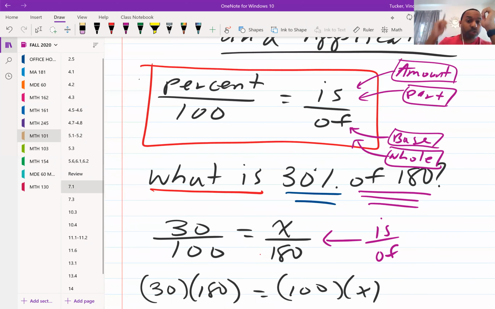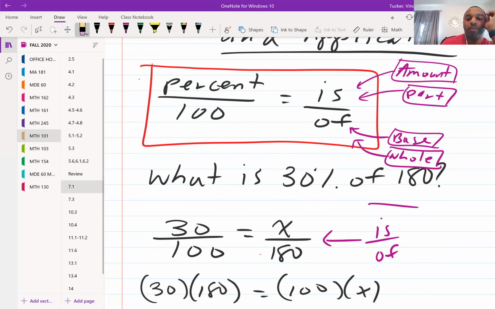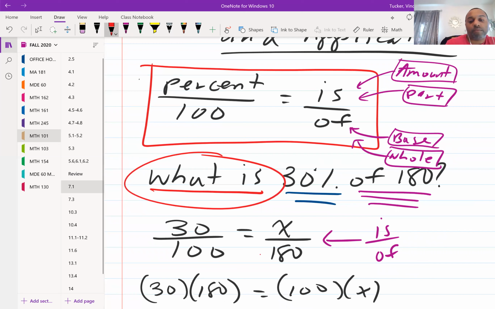All right. So if you had the question, what is 30% of 180? You have 3 parts here that you want to account for. You have your percentage, that 30%. So that's the percent number. You can put that 30 over 100. This right here is your is. That's why that's x. And then what is attached to of is 180. And so that's what we mean by is over of.